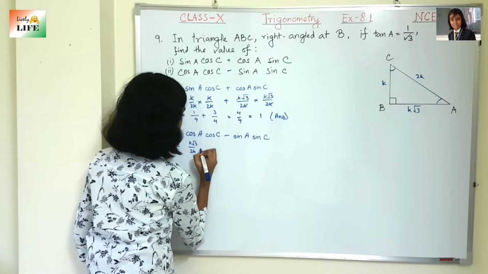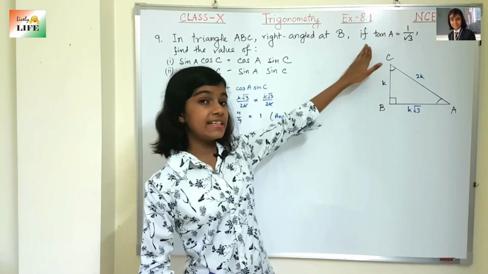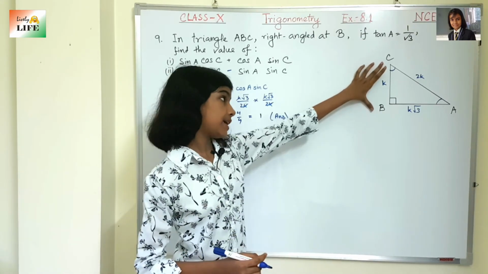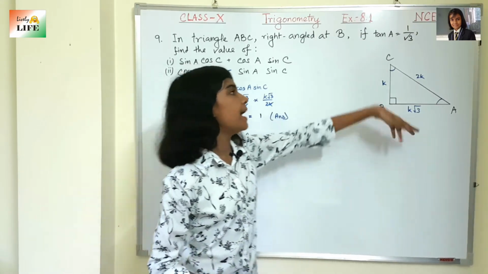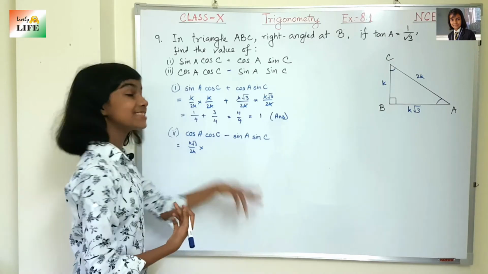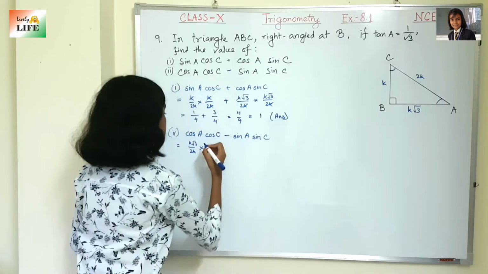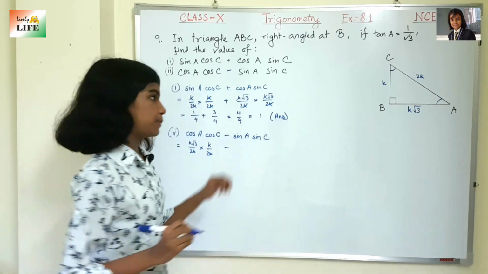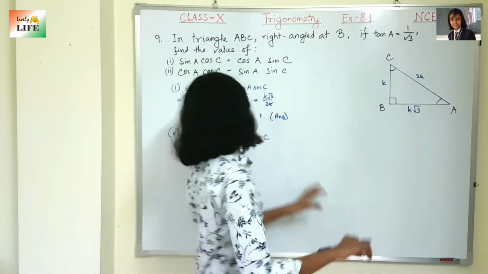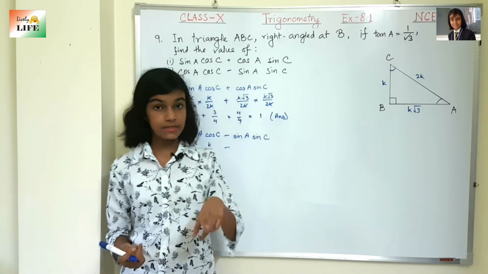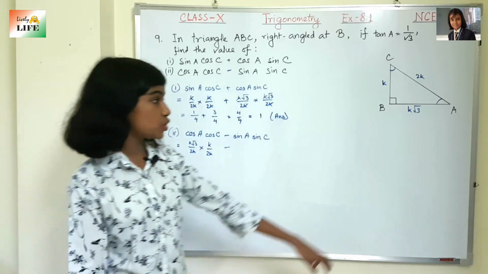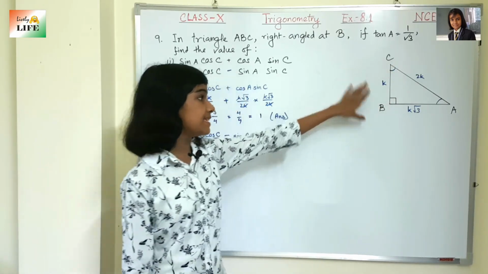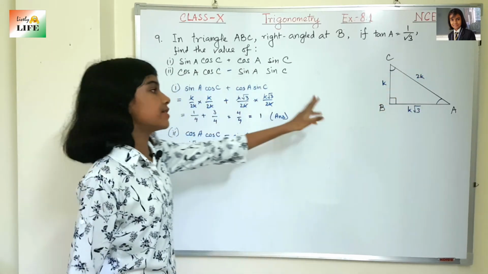Now cos C in respect to angle C, which is the base? K is the base, right? Now BC is the base and AC is the hypotenuse. So what will be cos C? Cos C will be K by 2K. Sin A. Now, sin A in respect to angle A, what is sin? Sin is perpendicular by hypotenuse, which is the perpendicular in respect to angle A. It is BC and hypotenuse is AC. So it will be K by 2K.